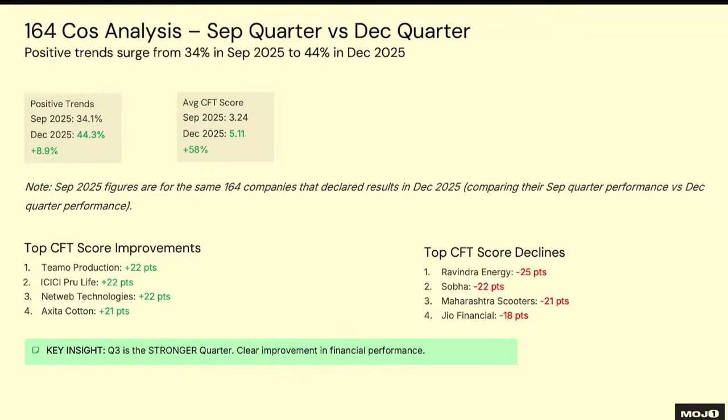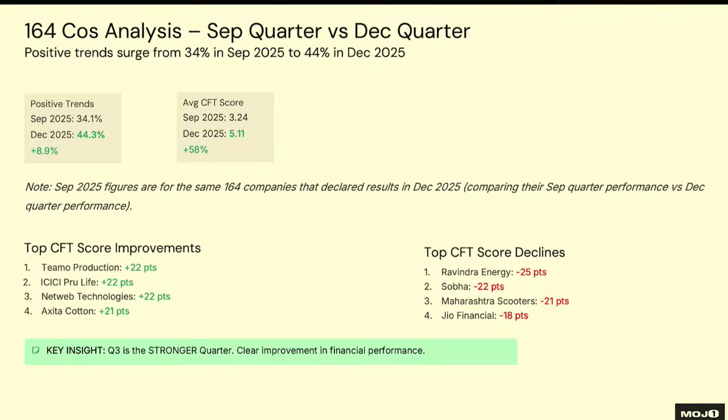So positive trends are obviously better, 34% versus 44%. The average CFT score of the same 164 companies in September was 3.24, which has gone up to 5.11, which is a 58% increase.